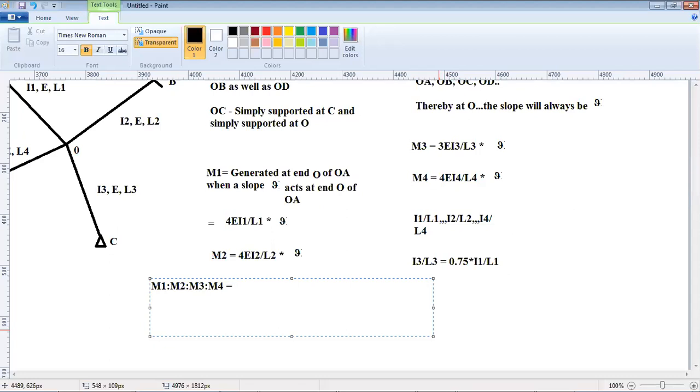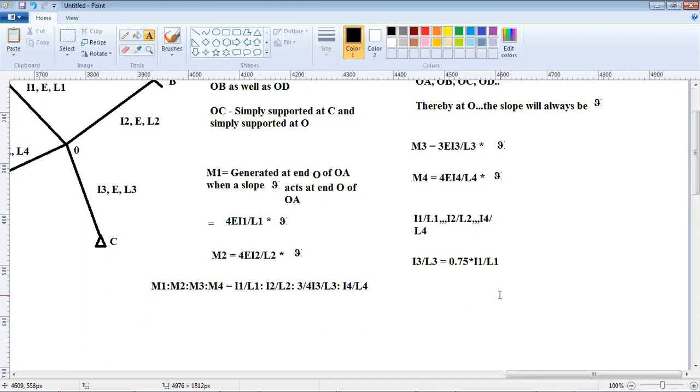Then what will remain is I1 by L1 is to I2 by L2 is to 3 by 4 times I3 by L3 is to I4 by L4. So these are the ratios between the moments.